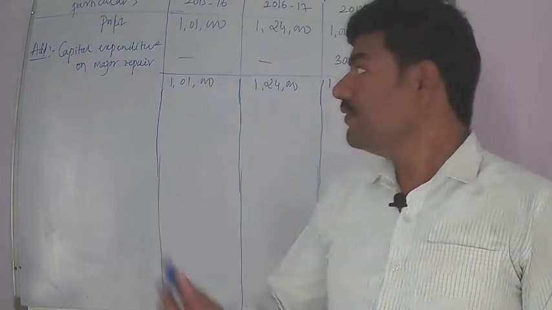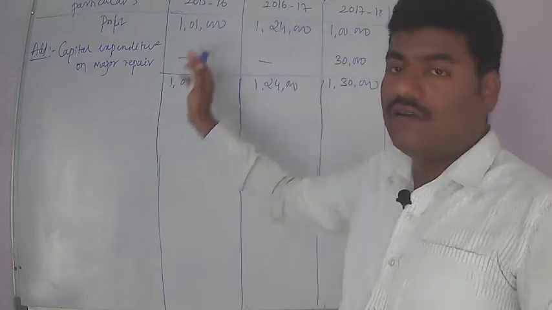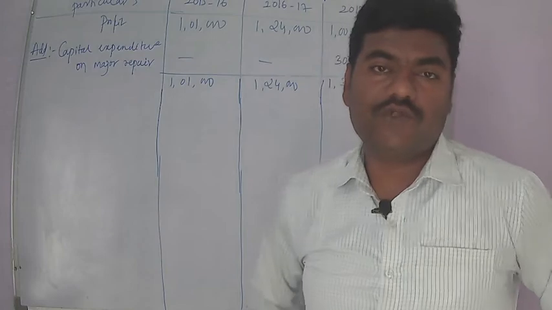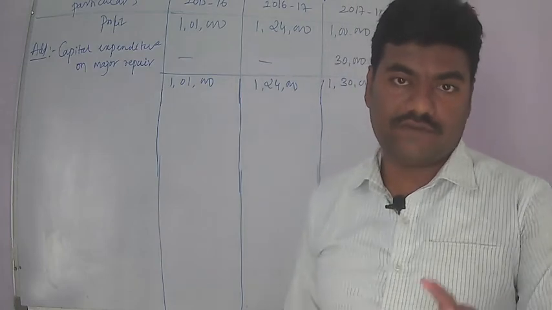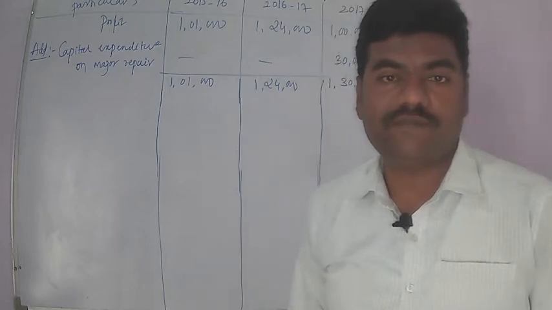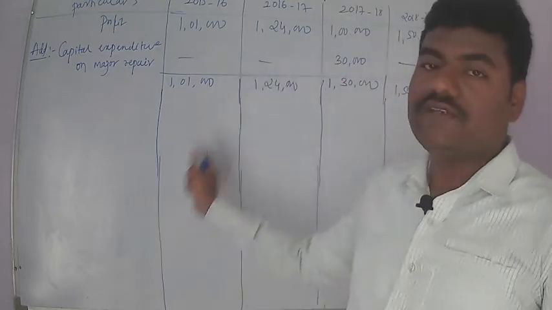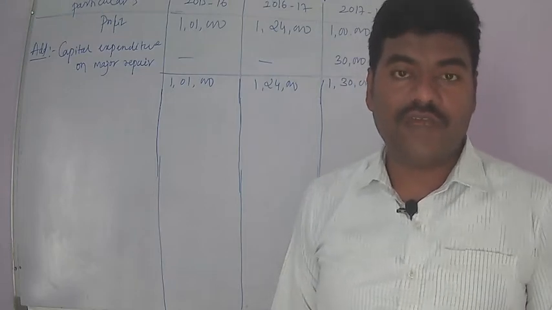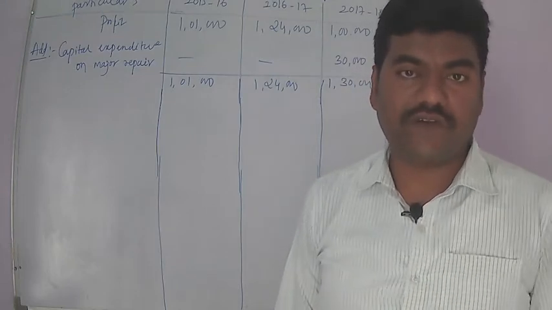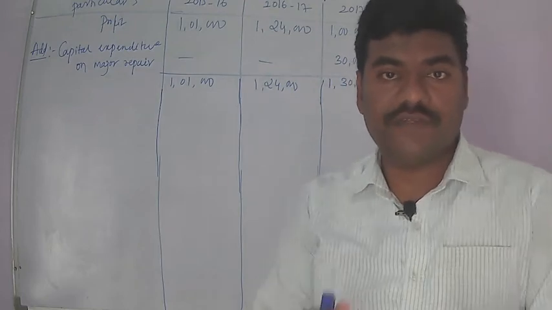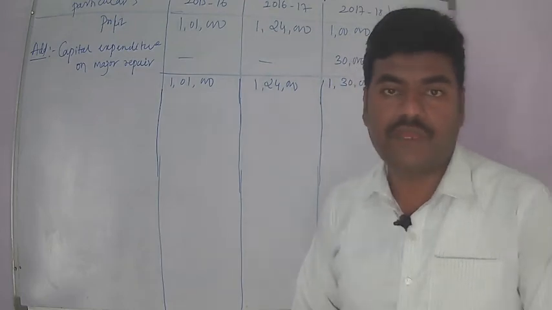So they have given 4 years' profit here. We have to calculate the goodwill here. We are going to solve this problem in 3 different steps. The first step is calculation of adjusted profit. The second step would be calculation of weighted average profit. The third step would be valuation of goodwill. This is how we are going to solve this problem.